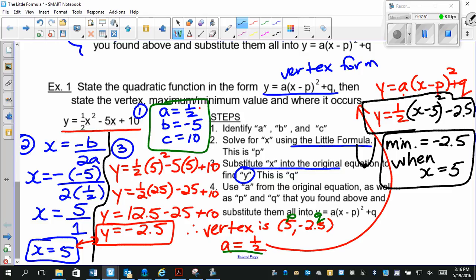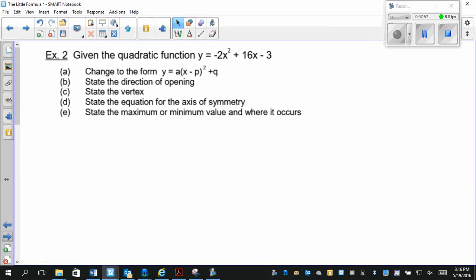All right, let's try another one here. So first thing you want us to do is change the function up above here into vertex form. So we're going to start by making a list of our A, B, and C here. You'll have to use those again.